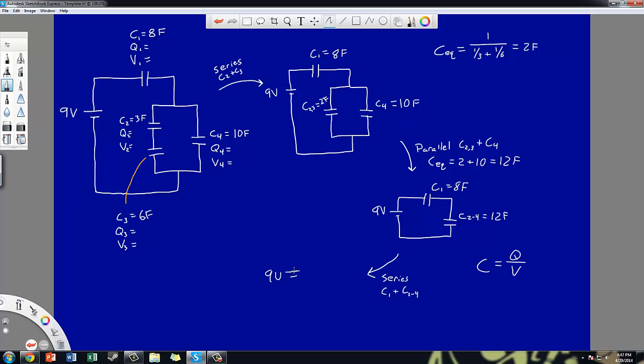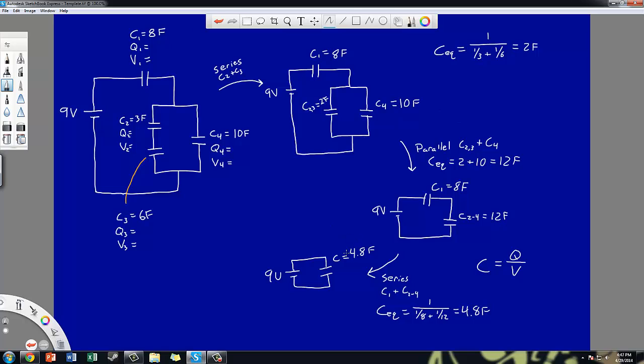So now one last drawing. 9 volts, 1 capacitor, and it's the full combined capacitor. To get its C value, I have to do the equivalent capacitance of 1 over, it's this equation again because they're in series. I do 1 over 8 plus 1 over 12. And when I type that into my calculator, I get 4.8 farads. All right, so we get an overall capacitance of 4.8 farads.